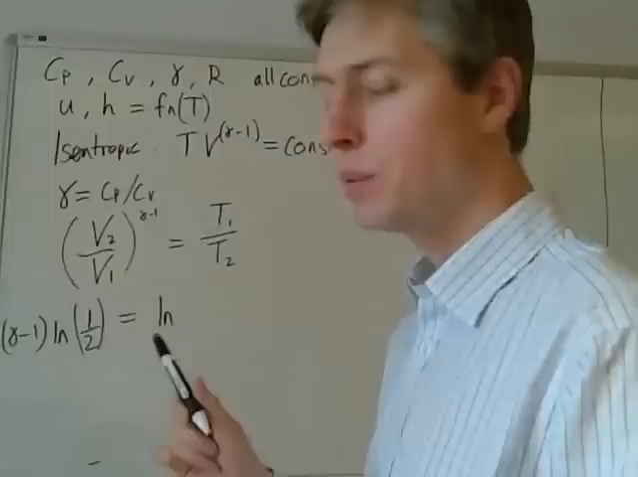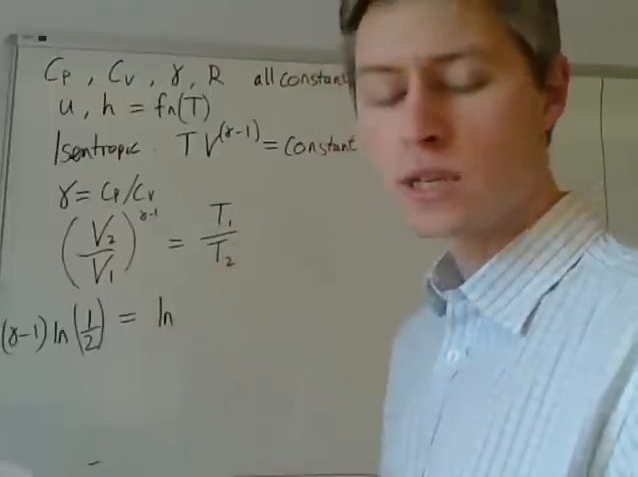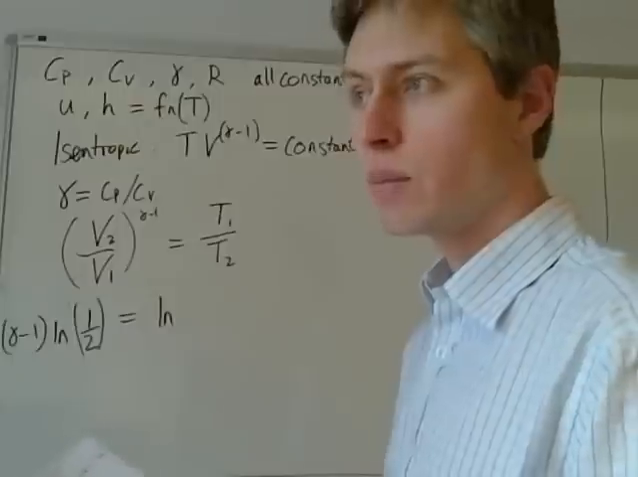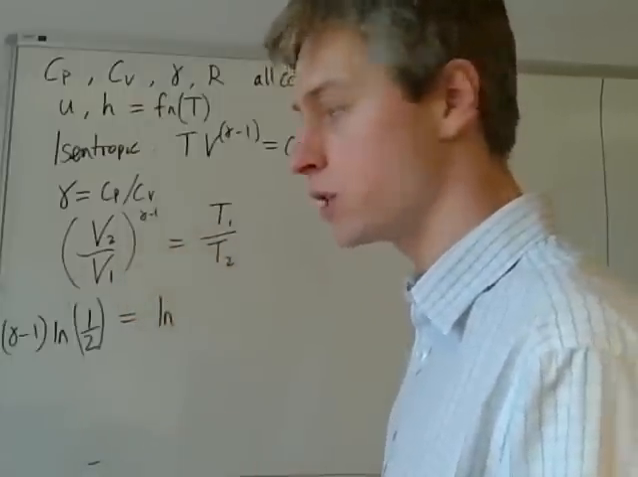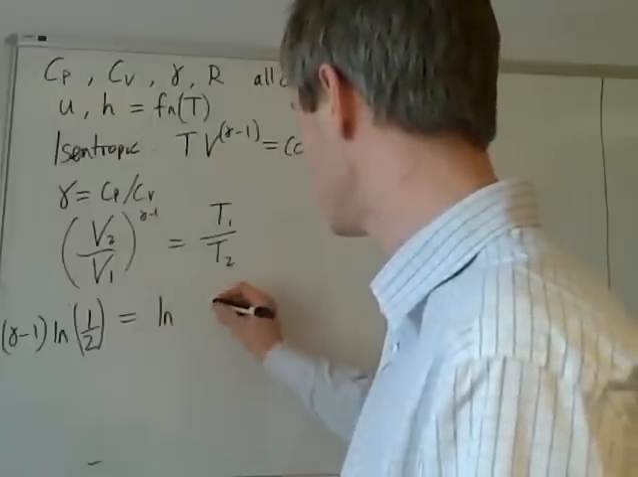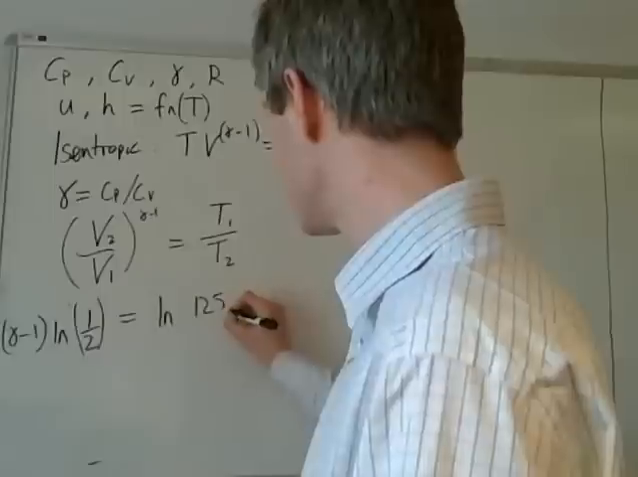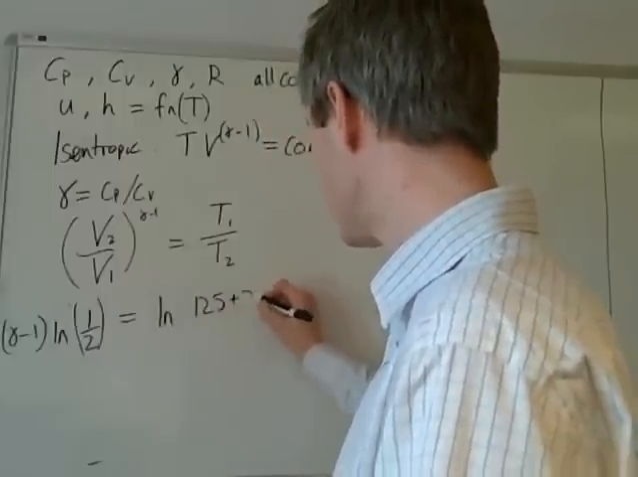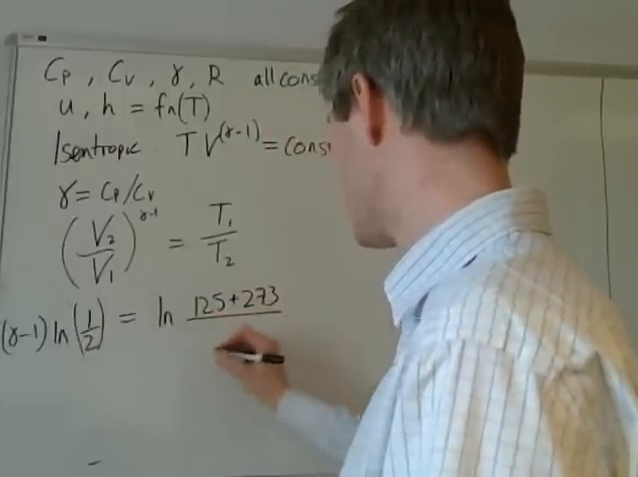Now we need to be a little bit careful here, because we're given the temperatures in Celsius, but this ratio applies in terms of absolute temperature. So we need to convert from Celsius to Kelvin. So the initial temperature was 125 Celsius. We need to add on an offset to take us into Kelvin.